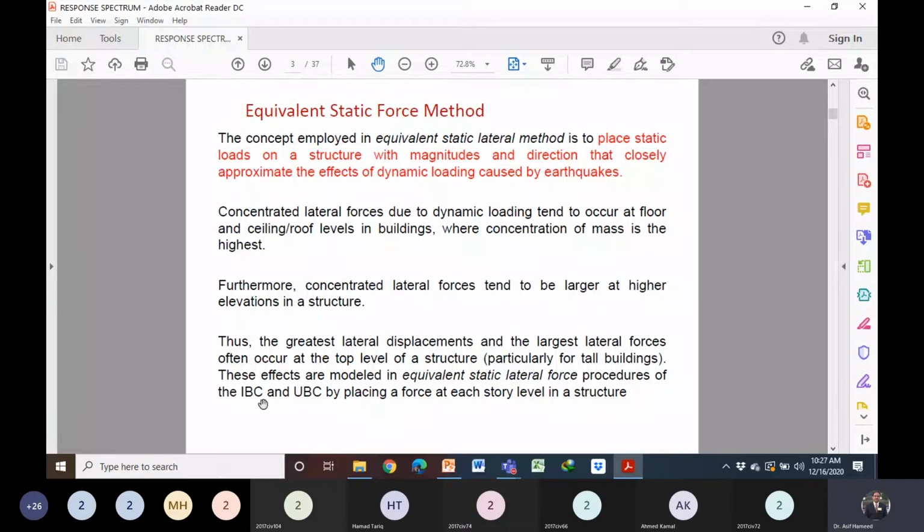So we have two code specified procedures, almost similar in both. We have to use the empirical formulas. The first code is the IBC code and the second is the UBC code. What is IBC? Have you heard this one? Yes, sir. I think, sir, International Building Code. You are right. International Building Code and UBC.